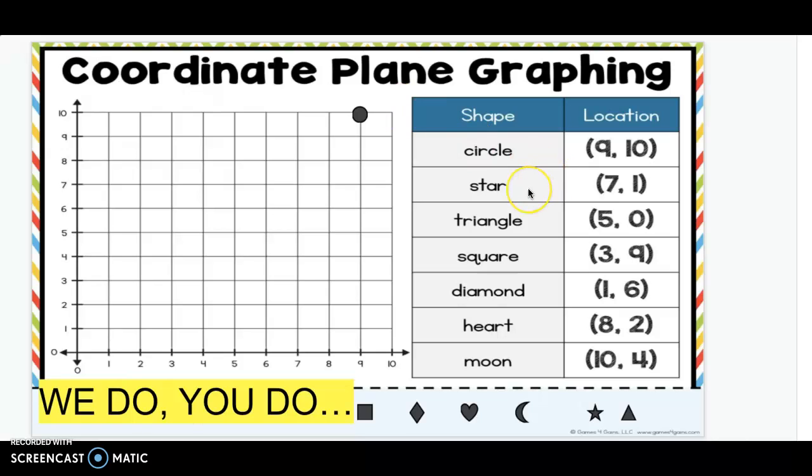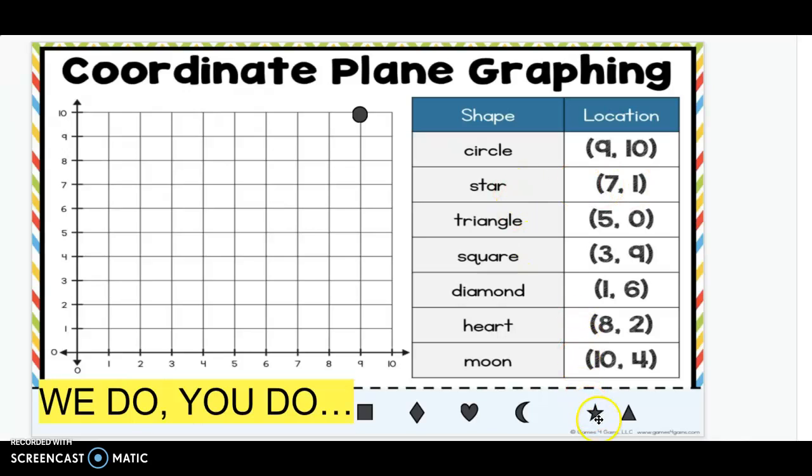Let's do another one together. Does anyone else want to volunteer? All right, I'm actually going to pick, let's see. Let's pick Elisha. Elisha, this says a star. So I'm going to get the star. Elisha, can you tell me what numbers you see next to the star? Okay, you see a 7 and a 1. Give me a thumbs up if Elisha is right. Awesome. Okay, so a 7 and a 1.